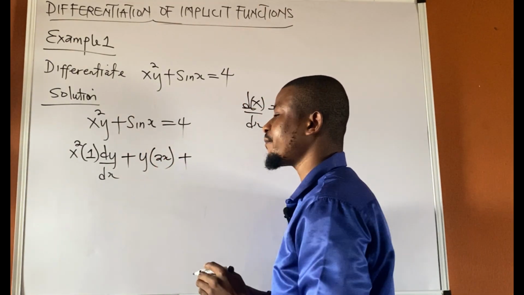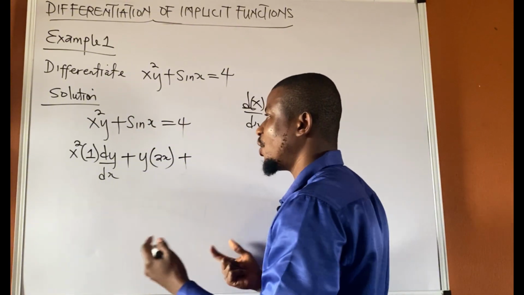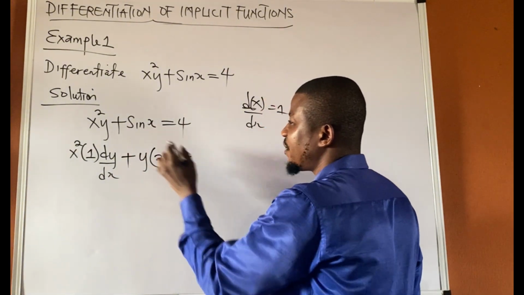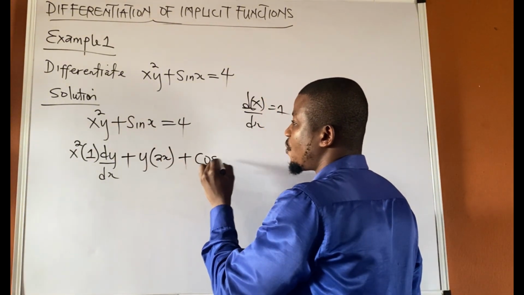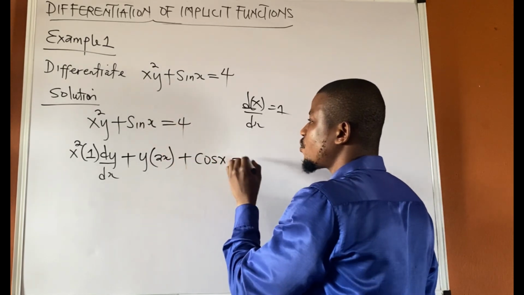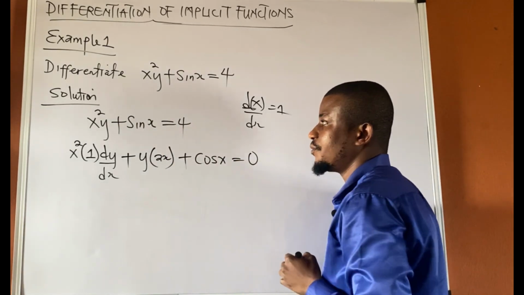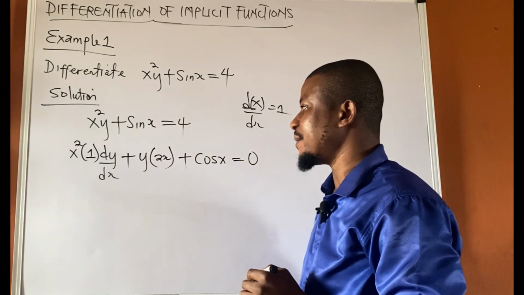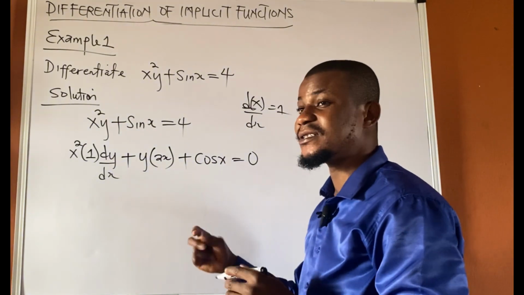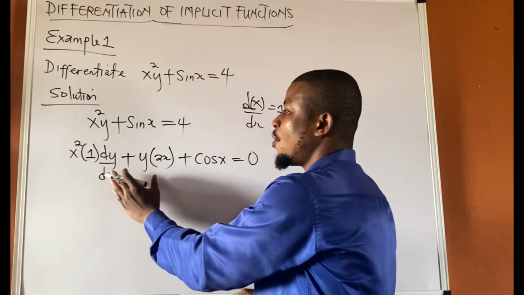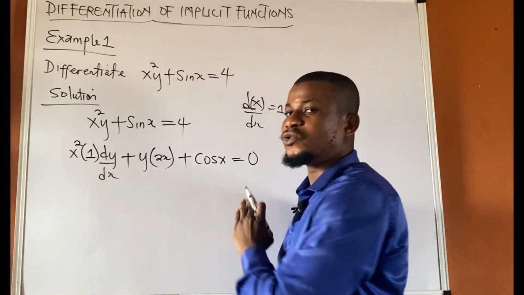This is just purely a function of x. So we don't return dy dx because there's no y here. So we differentiate sin x, we have cos x. And then equal to, differentiate this side, we have 0. What's the next step? The next step is to simplify this and gradually group all the terms without the dy dx to the right hand side.